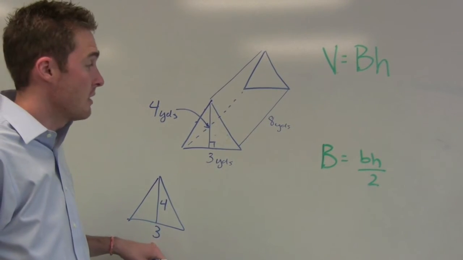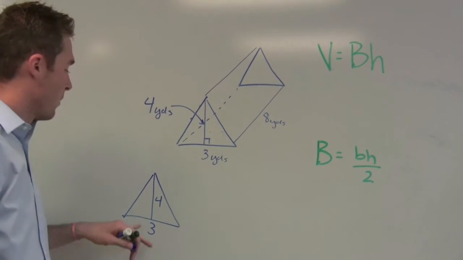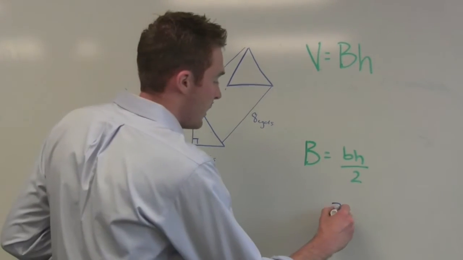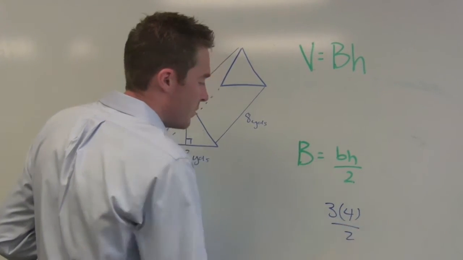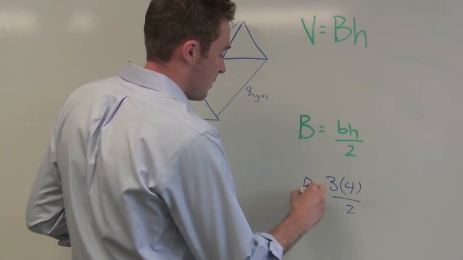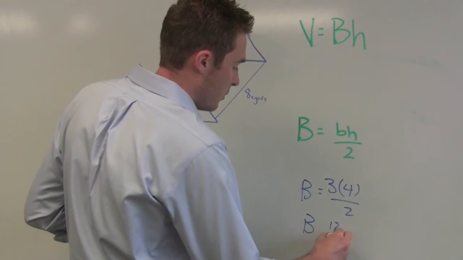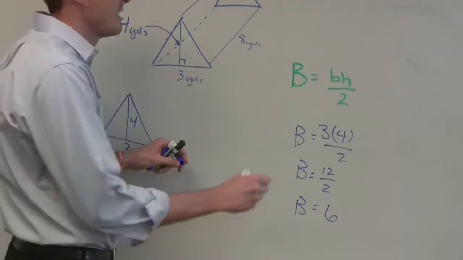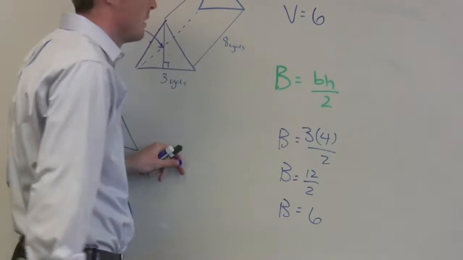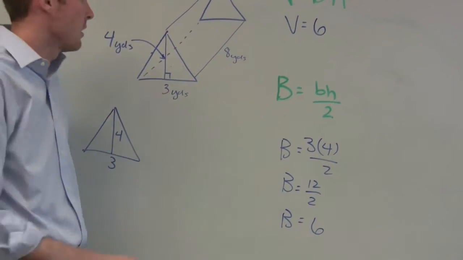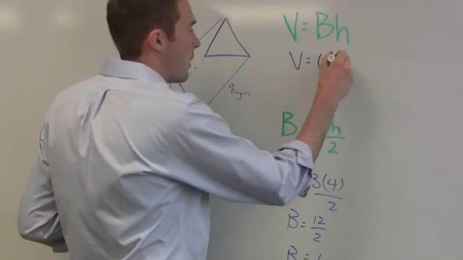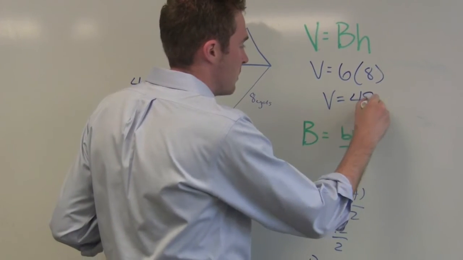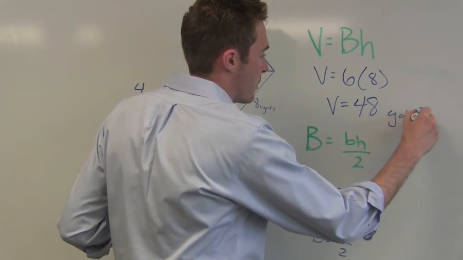Now when we find the area of our base, it's base times height divided by 2. Well, the height of our base is 4 and the base of our triangle is 3. So 3 times 4, which is the height of our base, divided by 2. When you work that out, you're going to get 12 over 2, which reduces to 6. So the area of our base is 6. Now once again, the height of our prism is from base to base. So from triangle to triangle, it's 8 yards. So our volume is 48 yards cubed.